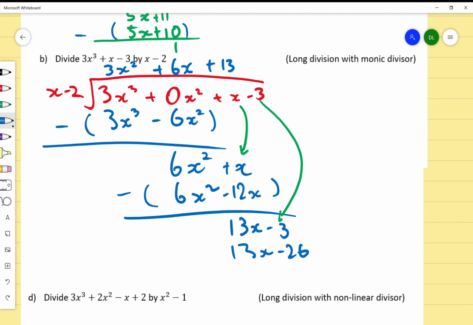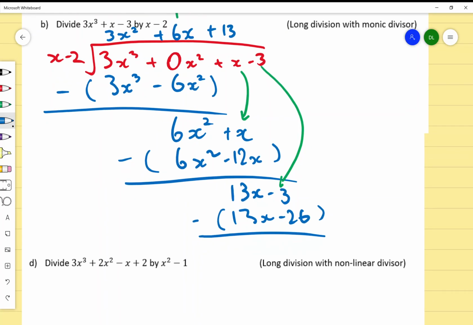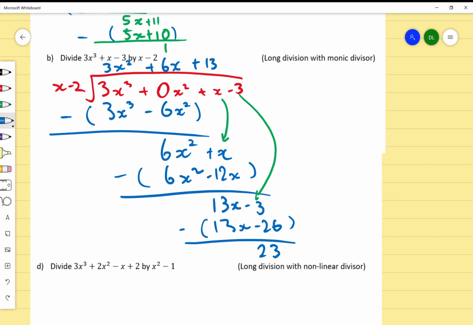Now I'm taking away, remember? And I end up with negative 3 take away negative 26. Positive 23 is correct. I don't know why I had to think about that for so long. Sorry, can I go any further?